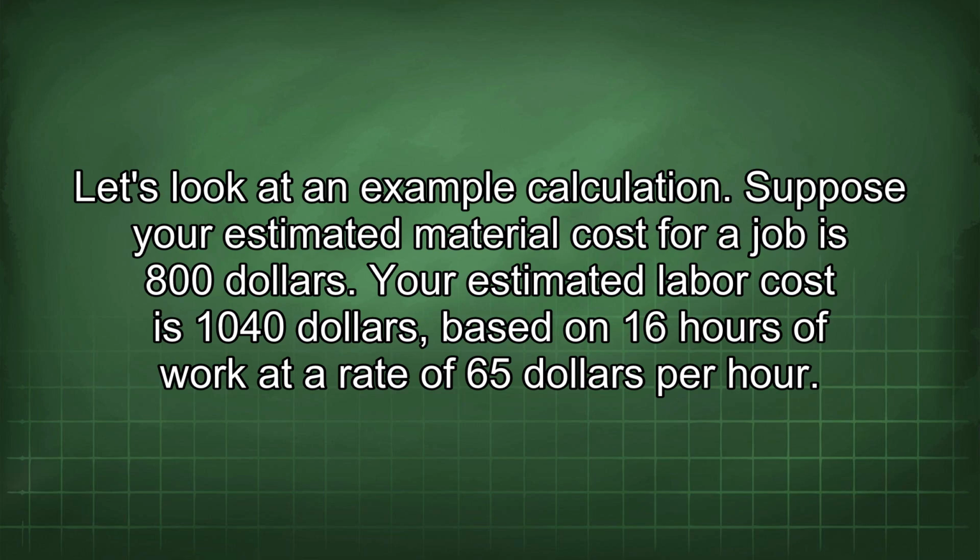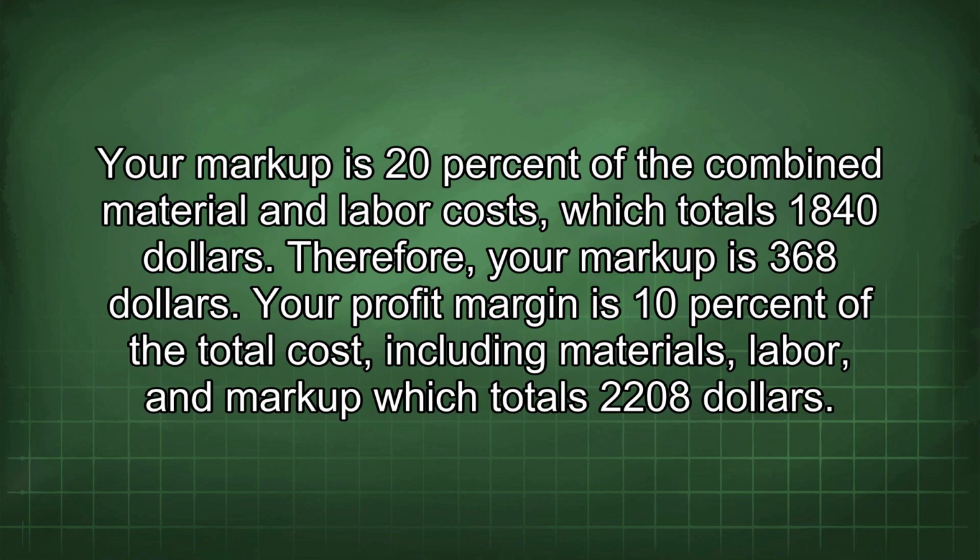Let's look at an example calculation. Suppose your estimated material cost for a job is $800. Your estimated labor cost is $1,040, based on 16 hours of work at a rate of $65 per hour. Your markup is 20% of the combined material and labor costs, which totals $1,840. Therefore, your markup is $368.